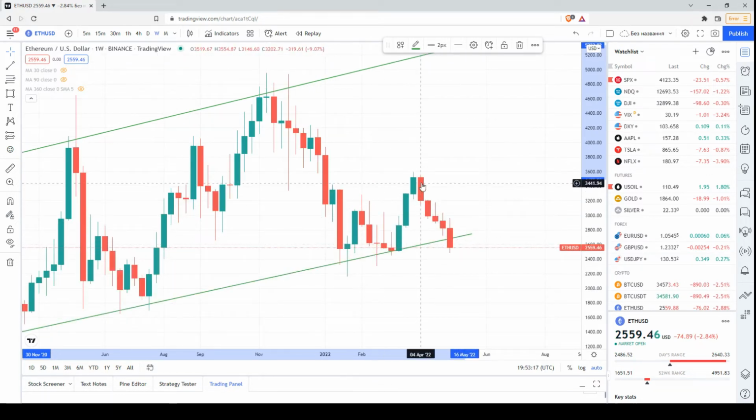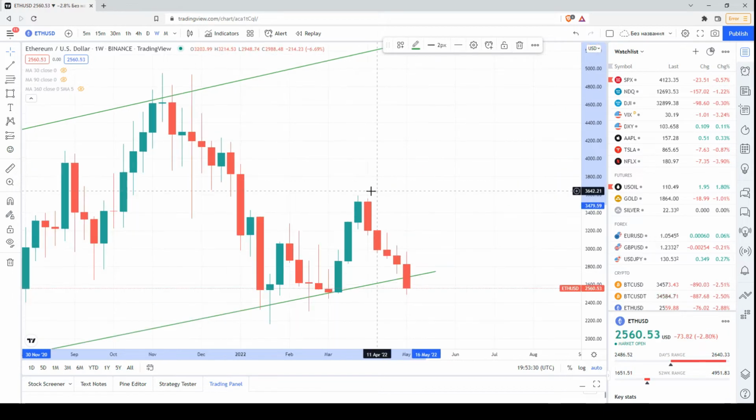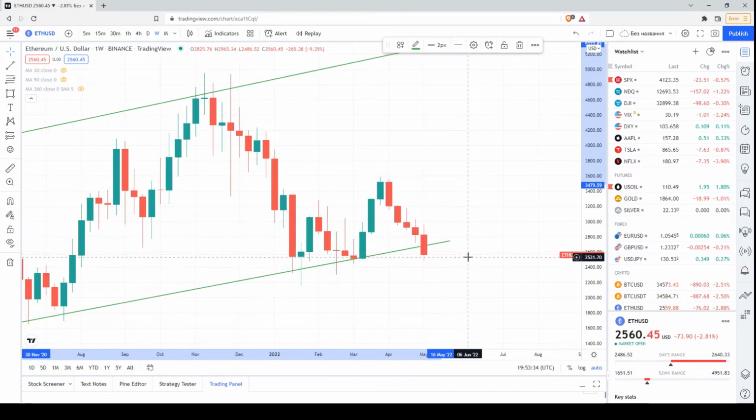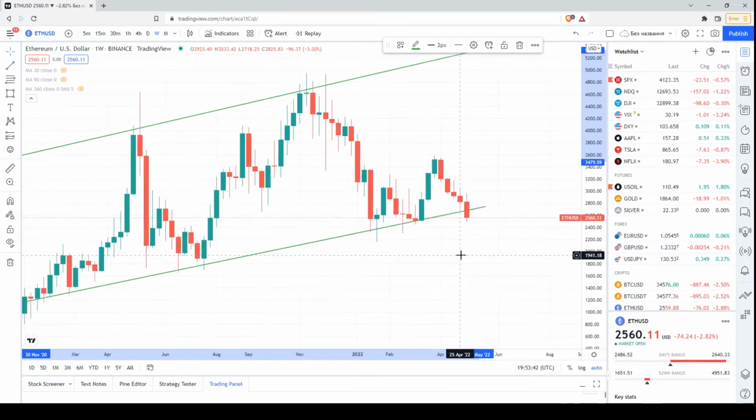Here we had a price increase if we have a look at the candlesticks. But since then, since actually the end of March, there has been a sequence of bearish candlesticks with lower highs and lower lows. So this is a signal or a sign that the bears are controlling the market, and we have to be really very cautious.